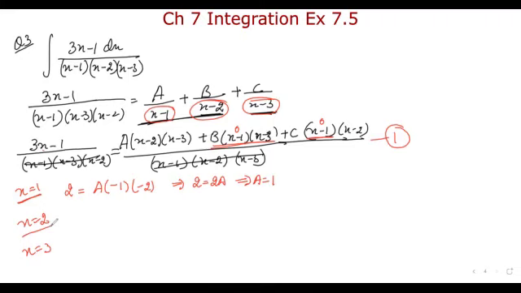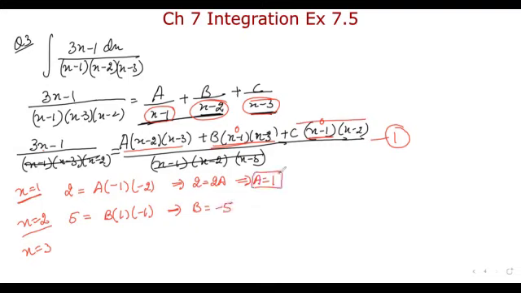Then next I put x equals 2. So here if I put x equals 2, the value will be 6 minus 1, that means 5. Here with a it is going to be 0. With b, 2 minus 1, 1. 2 minus 3, minus 1. And here it will be 0. So the value of b comes out to be minus 5.